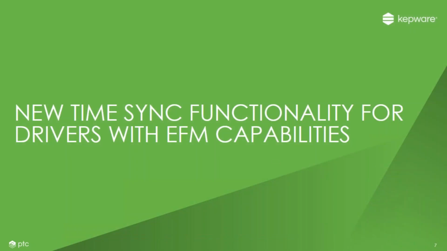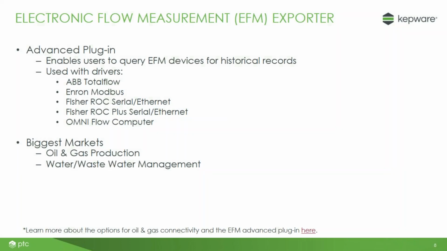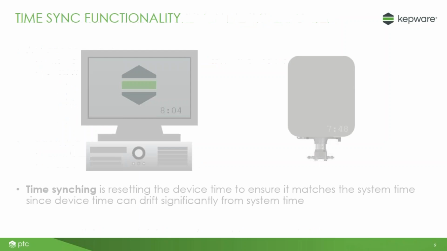All right, so we have some new time sync functionality for drivers with our electronic flow measurement capabilities. So we have something called the Electronic Flow Measurement Exporter, which is an advanced plugin. And electronic flow measurement is used for tracking in the oil and gas industry, so for accounting for the amount of product that's going through big pipelines in this industry. And it's used with specific drivers. They're listed up on the screen there, 5 of them: ABB, Enron, Fisher-Rock, OmniFlow. And the biggest markets, again, are oil and gas, water, wastewater. So if you want to learn more specifically about this, if it's relevant to you, you can go to our website. There's a little link at the bottom of the page there.